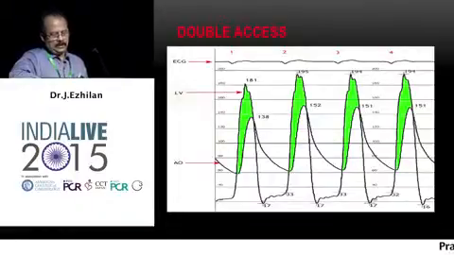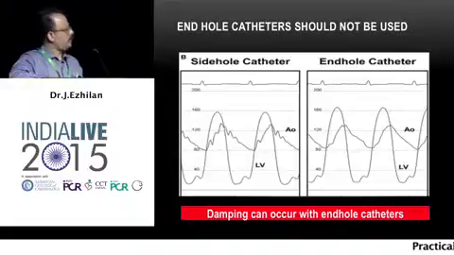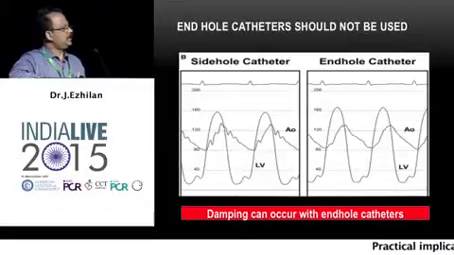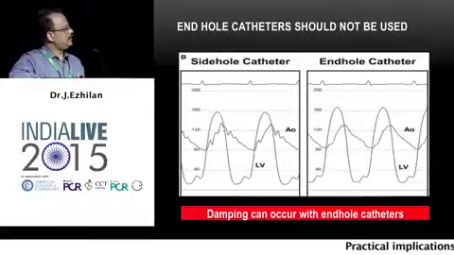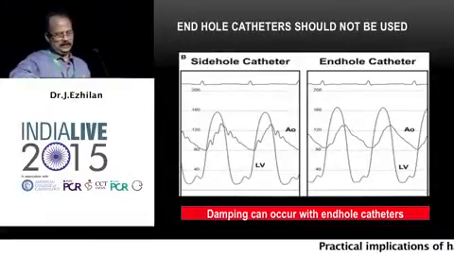Never use an end-hole catheter, because damping can occur with end-hole catheters. You can see on the right side, when you are using an end-hole catheter, the amplitude of the aorta is small, and hence you will be overestimating the gradient. Whereas when damping is not occurring, the gradient will be lesser. So always use side-hole catheters.